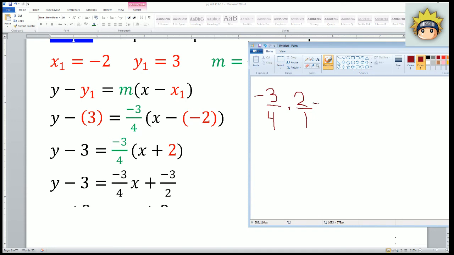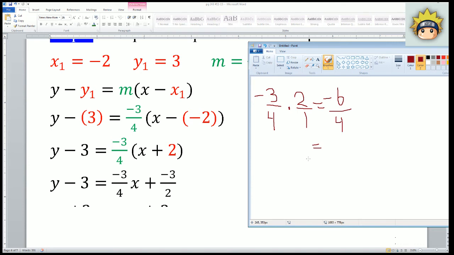Negative 3 times 2 is negative 6. 4 times 1 is 4. Again, we multiply straight across. What number do 6 and 4 have in common? The number 2. So you can pull out the GCF of 2.